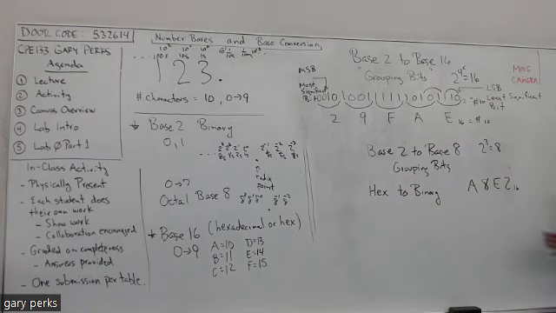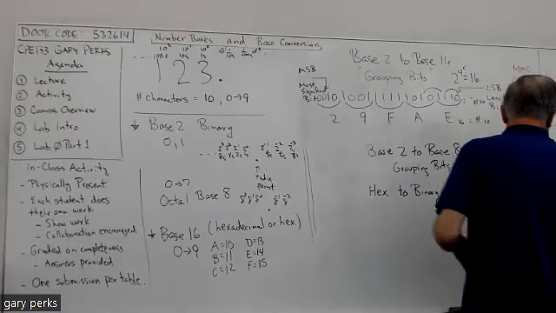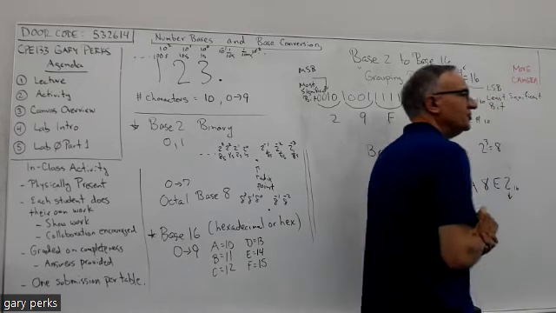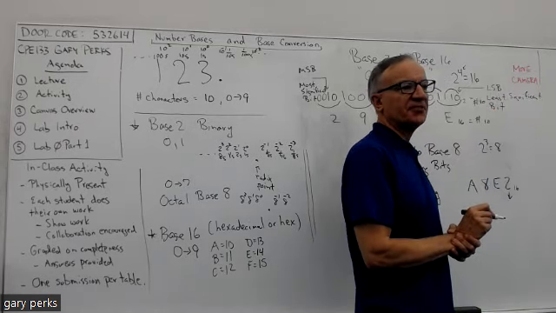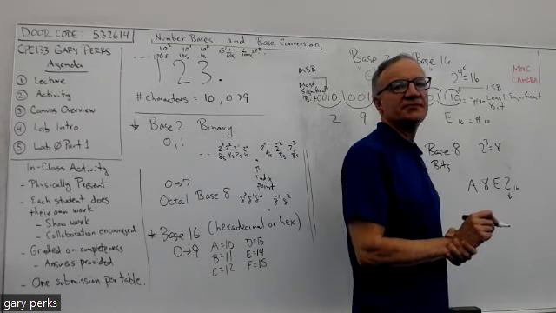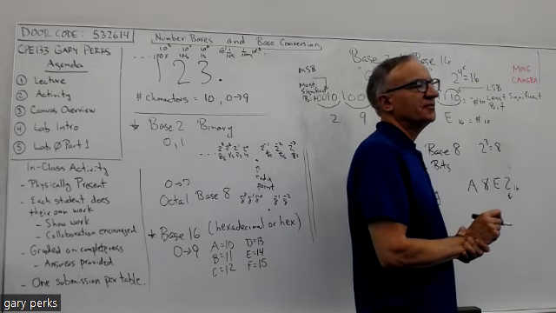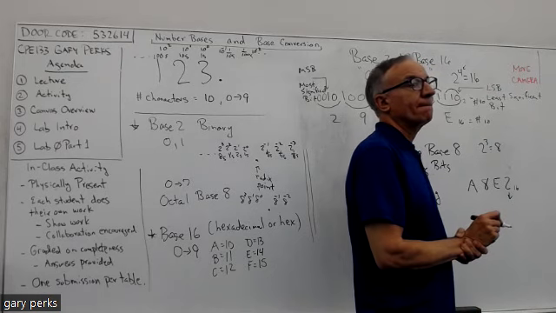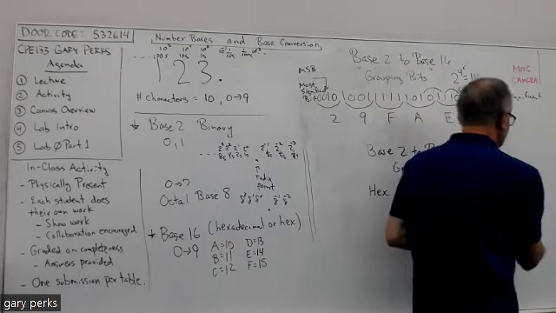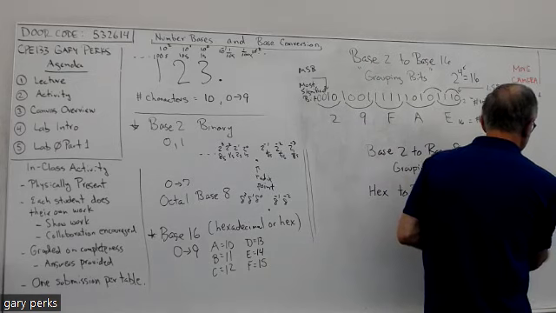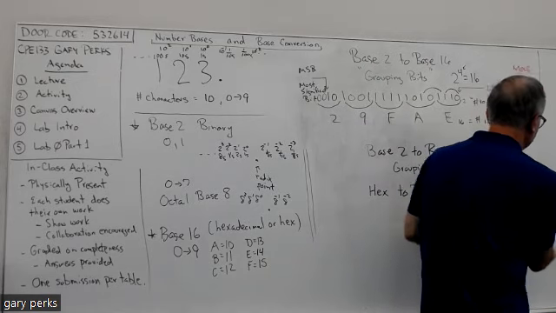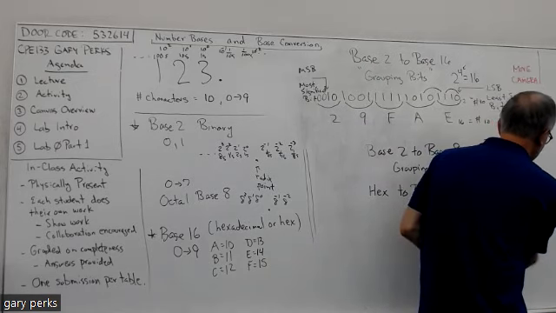And I want to go to binary. Well, I can just write each hex character as a 4-bit binary. So I can take this 2 and write it as a 4-bit binary. So what would you write? What's 2 in 4-bit binary? That's 0010. With no 8, no 4, you've got a 2 and you don't have a 1.